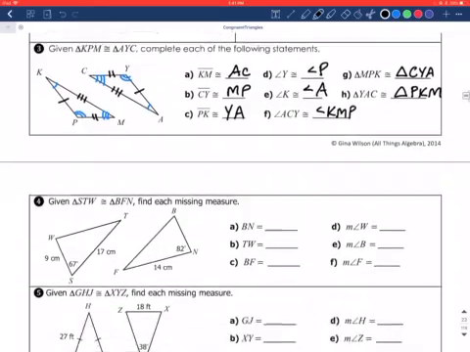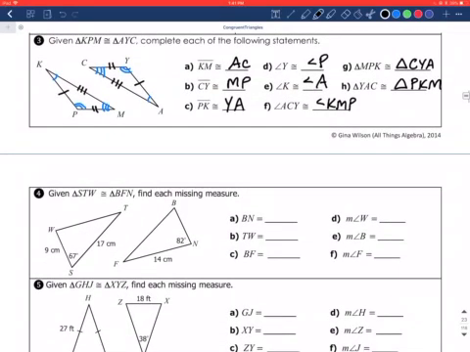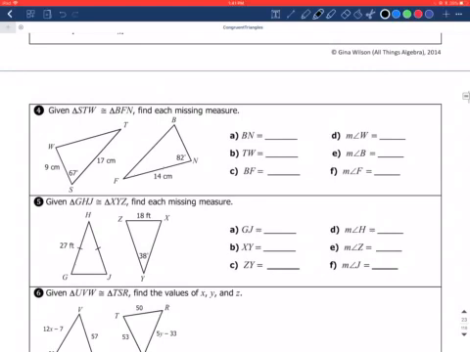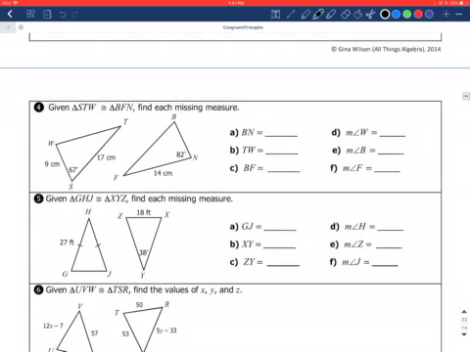All right, so we can do that exact same thing. Number 3 was just with the labels and the names of the sides and angles. So now we're going to actually apply it to sides and angles where we have the measures. So BN will go with SW. So we look at SW, and that is 9 centimeters.